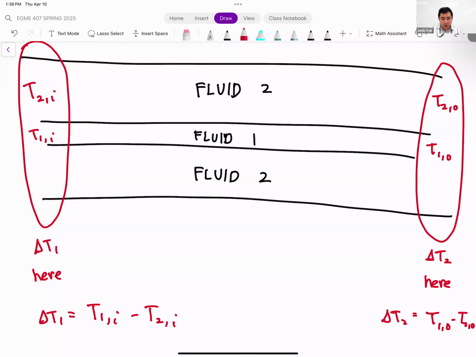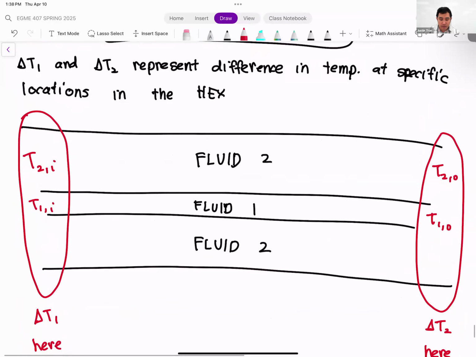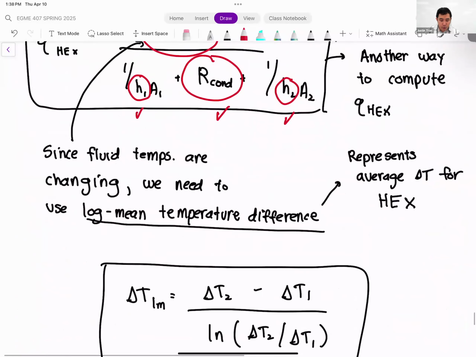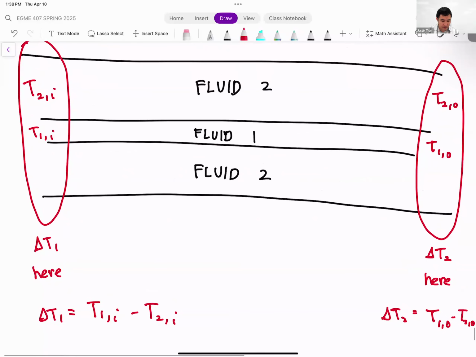Okay, so with those definitions in mind, you can plug that into this formula for delta T log mean, and then you can use that together with your thermal circuit. Okay, so this basically gives us an alternative way to compute the heat exchange.